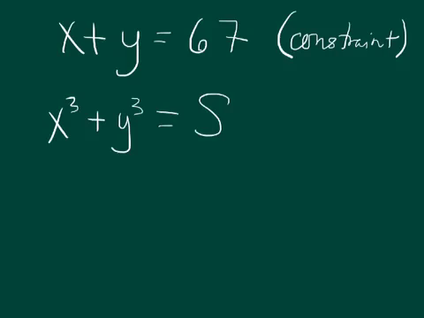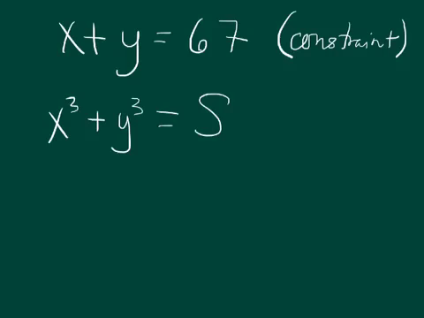For example, Ian, if x is 1, what's y? 66. So for every x, you can tell me what the y is, right? If x is 2, what's y? 65. And so forth and so on. So there's a constraint. Is that clear so far? This is limiting the possible values of x and y.